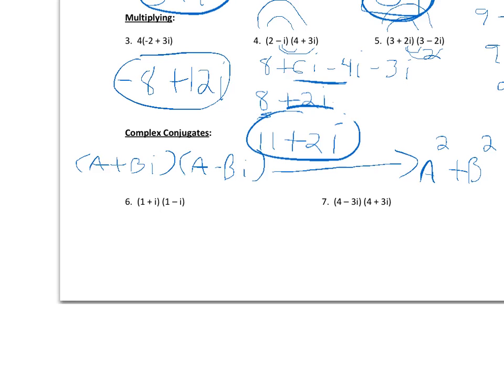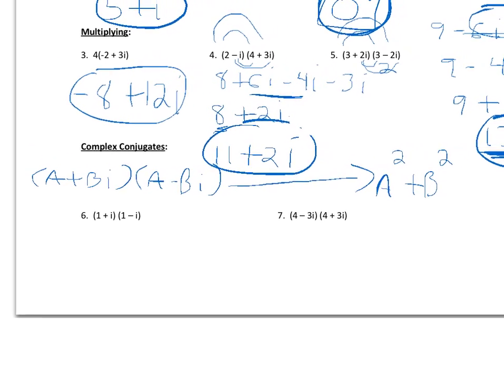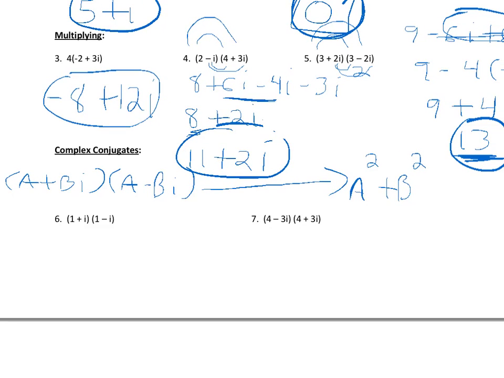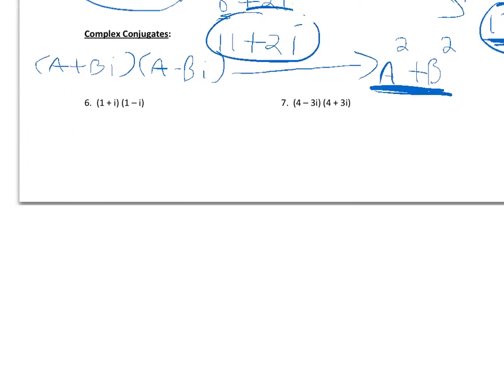Always, in every case. And if we look back to number 5, a in this case was 3. If you square the 3, you get 9. B in this case is 2. If you square that, you get 4, which is this right there. And if you don't remember, you can FOIL it out, but you're going to get the same thing. So for number 6, I'll FOIL it out, and then I'll use this little trick, this little formula right here.